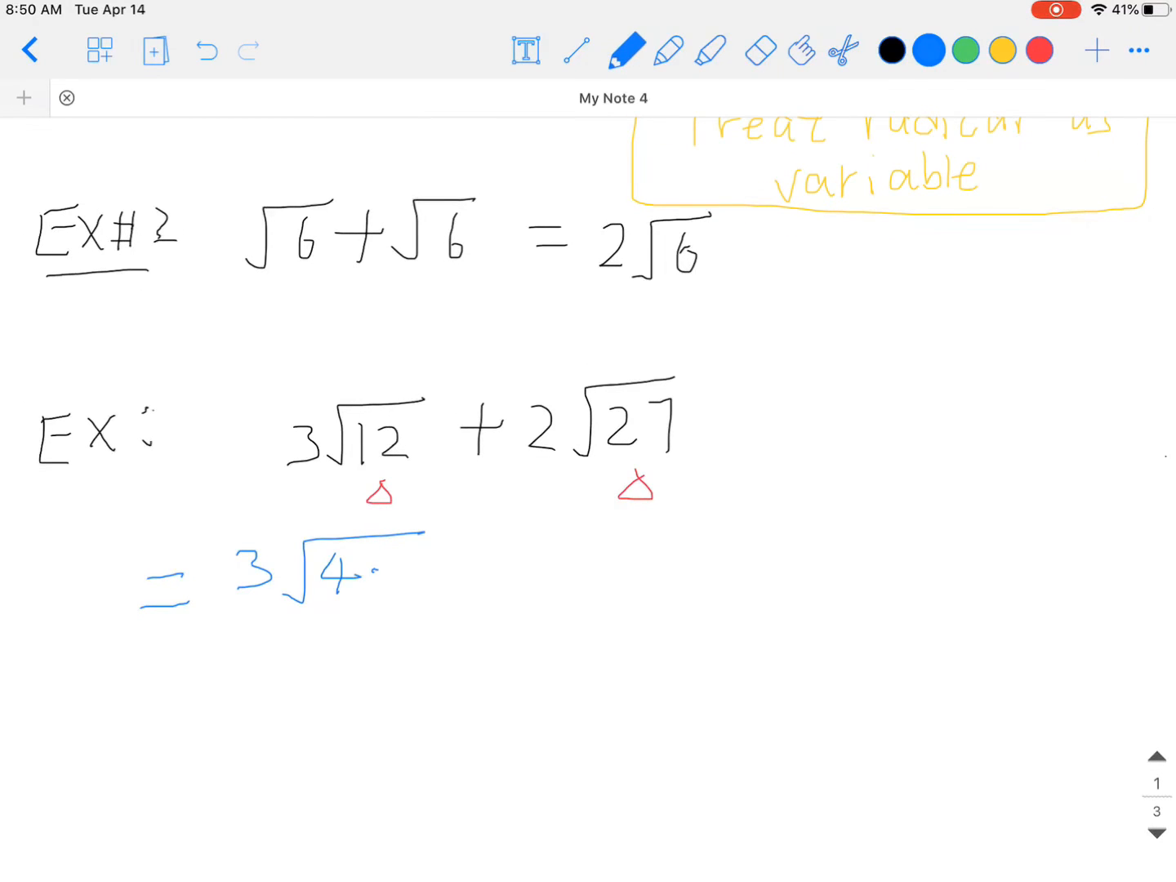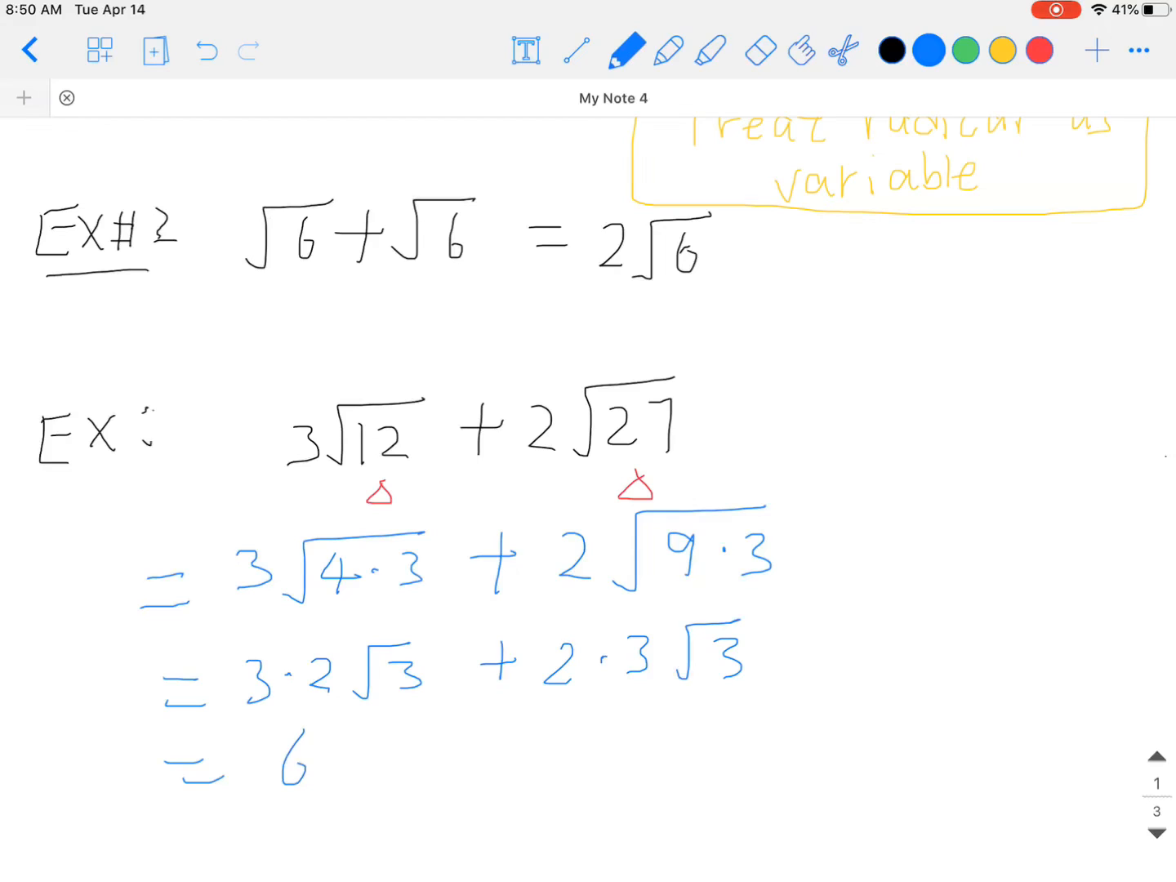Radical 12 is 4 times 3, and 2 radical 27 is 9 times 3. And radical 4 can be taken out, would be 3 times 2, and radical 3 stays inside. Radical 9 comes out as 3, so 2 times 3, and radical 3 stays inside. Now this will have 6 radical 3 plus 6 radical 3. And remember, we finally found the radicals that are the same. Then based on this, we can add. It was 6x plus 6x, 12x. So in this case, it will be 12 radical 3.